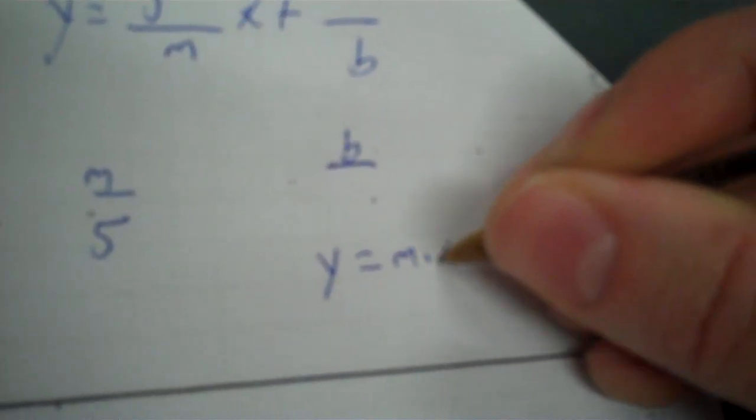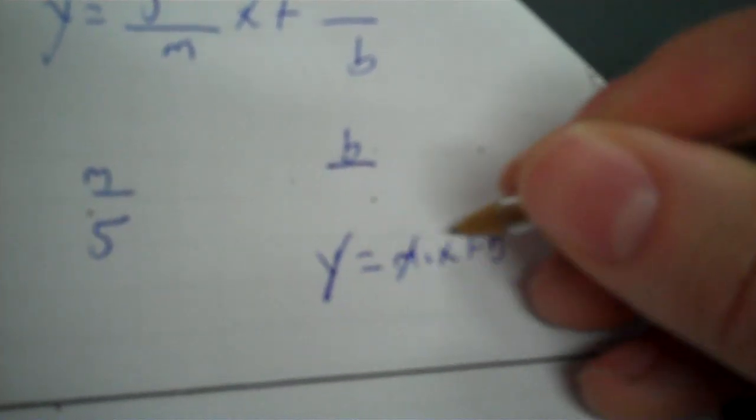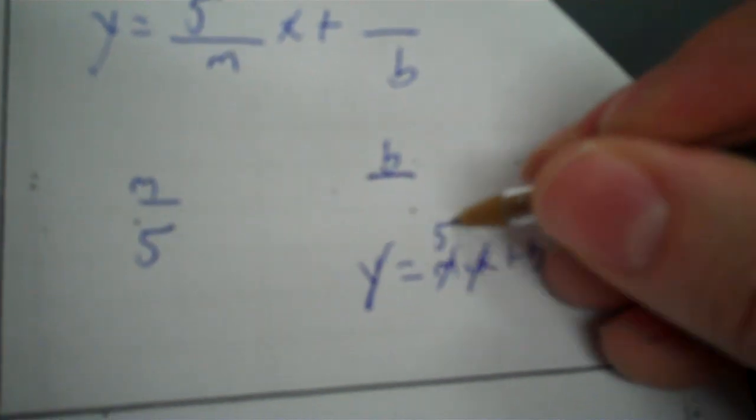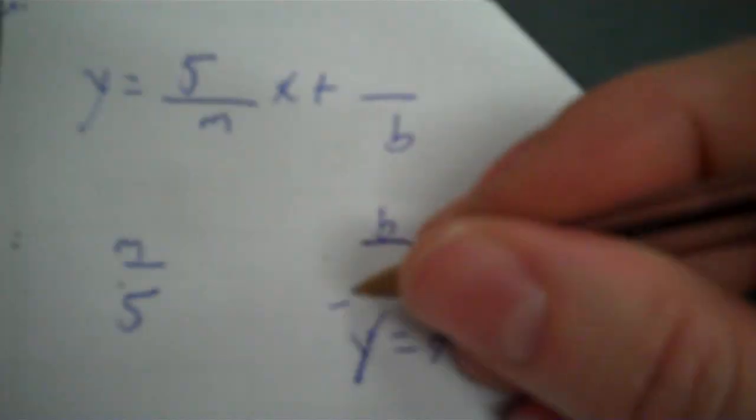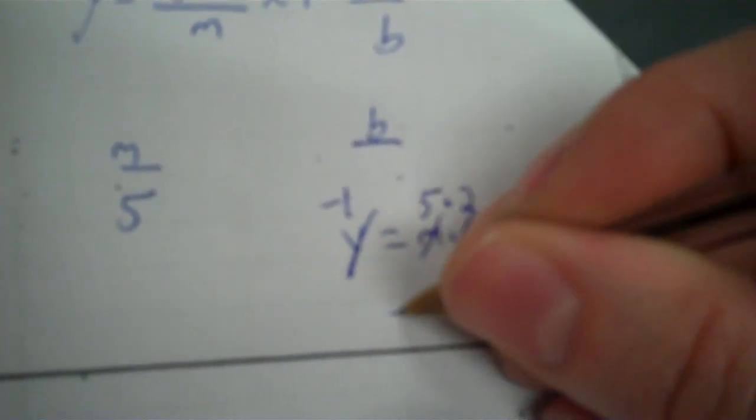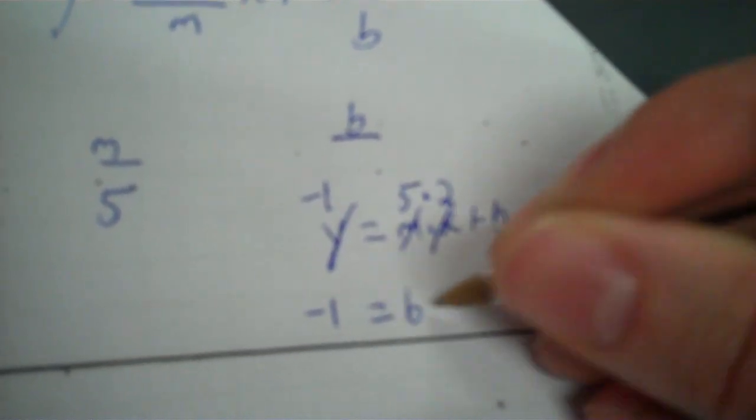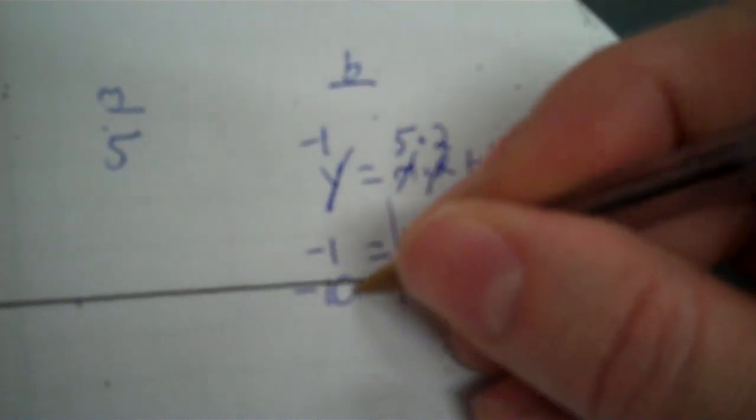Then I know that in my equation, when x is 2, y has to be -1 equals m times x plus b. So the m value is 5, -1 is y, and then 2 is x. b plus 5 times 2 is 10. Okay. So we subtract 10 from each side. -1 minus 10 is -11. -11 is equal to b.